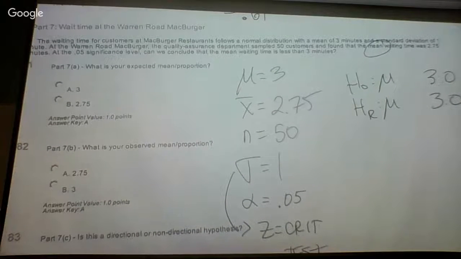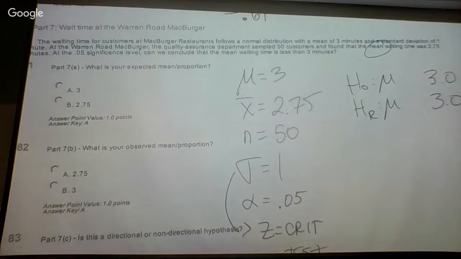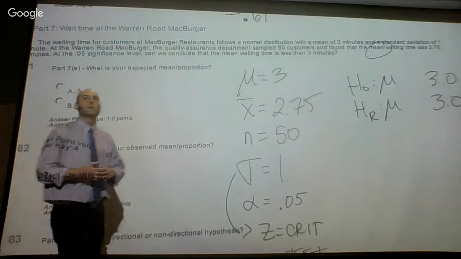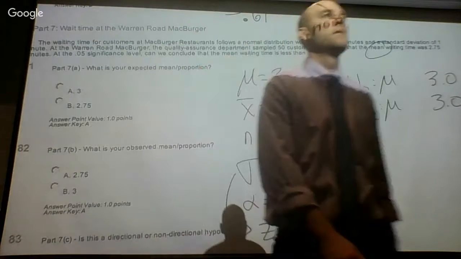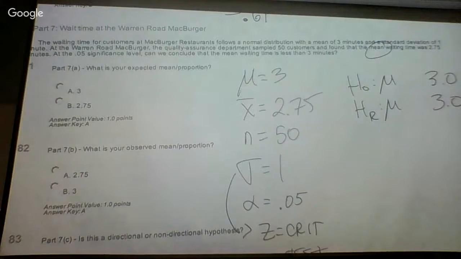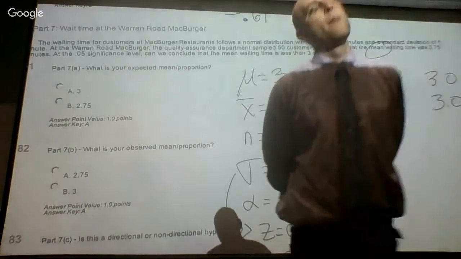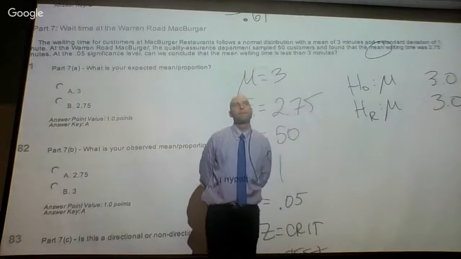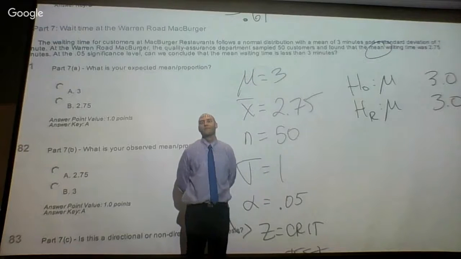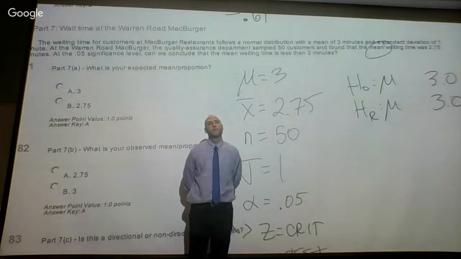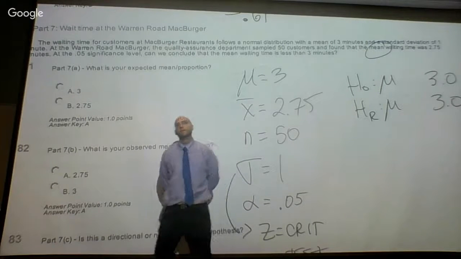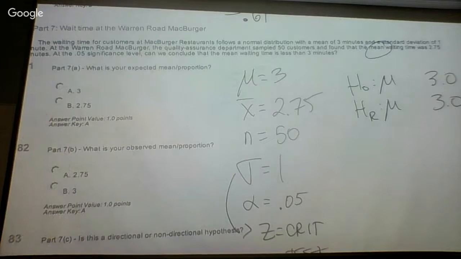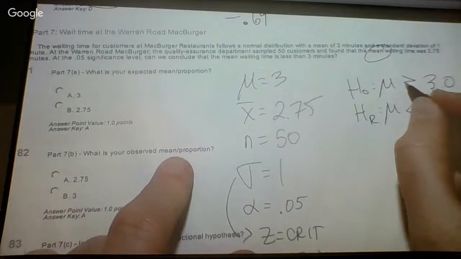Time to come up with directional or non-directional. Luke, I'm coming back to you on this one. Directional or non-directional? It is directional. How do you know? And if so, what direction? We're trying to see if wait time is less than 3 minutes, so it's on the left side. Very good. Because it says less than in the question. This is less than.